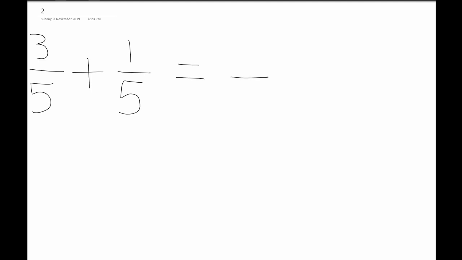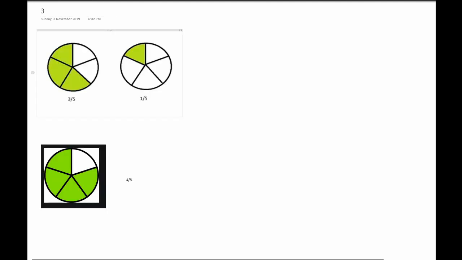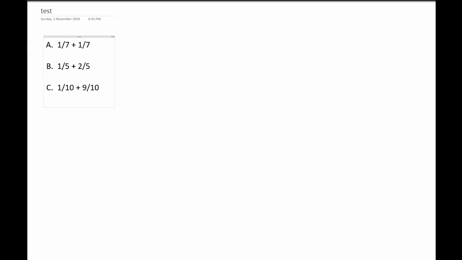Therefore, pwede natin ilagay sa ilalim yung denominator, and then we can just add yung 3 plus 1 sa ibabaw. Makuha natin ay 4 over 5. So kung makita natin sa picture, ito yung representation niya, 3 over 5 plus 1 over 5 is equal to 4 over 5.